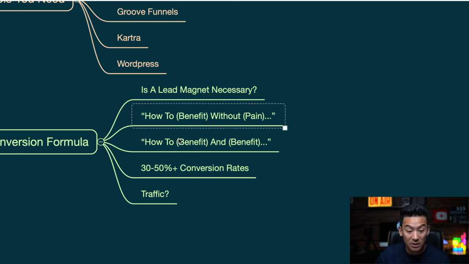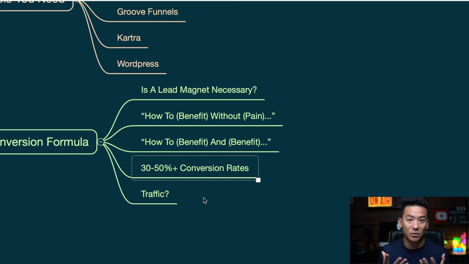I've used these two formulas right here. Okay, how to get a benefit without struggling with the pain, or how to benefit and benefit, and I've used these structures to get 30 to 50% conversion rates. So that means that every single person that lands on your squeeze page, 30 to 50% of them are actually going to give you their email address.